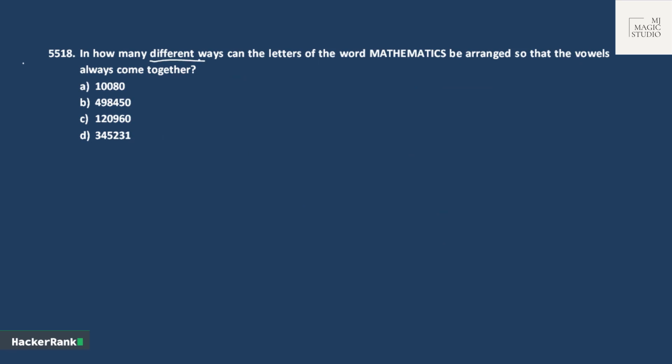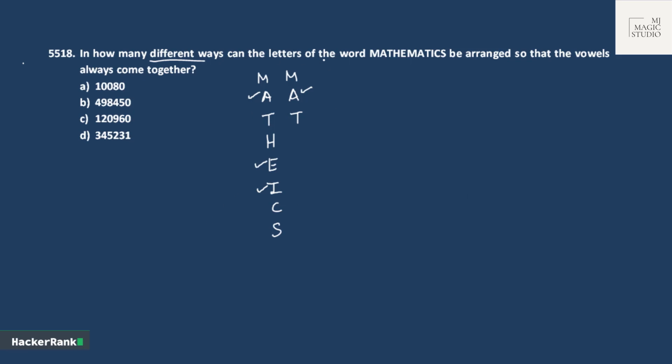In how many different ways, means repetition not allowed, can the letters of the word MATHEMATICS be arranged so that the vowels always come together? We have M, A, T, H, E, M, A, T, I, C, S. That is 11 letters. Out of these, 4 are vowels.